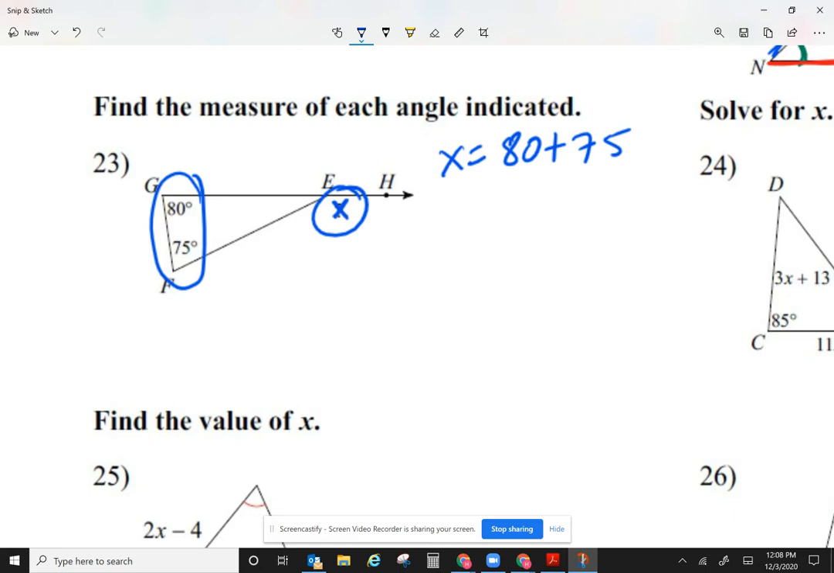It doesn't matter if x is on the outside or the inside. Sometimes x might be inside. Remember, the angle on the outside equals the two angles on the inside. Now, the rest looks like a simple algebra question. I have that x equals 155, right? 80 plus 75. And that's the value of x, 155. Simple as that. The homework, just type in obviously 155.